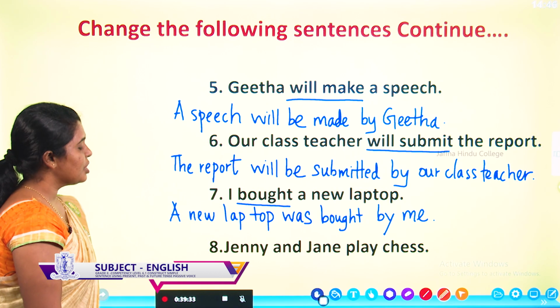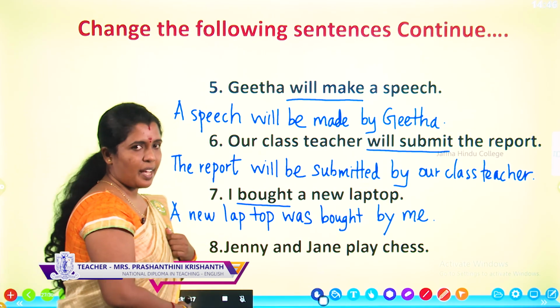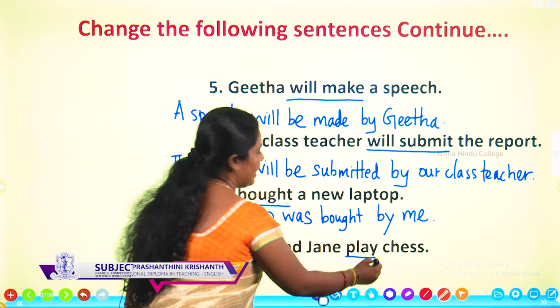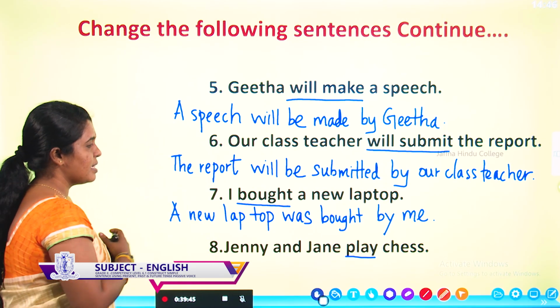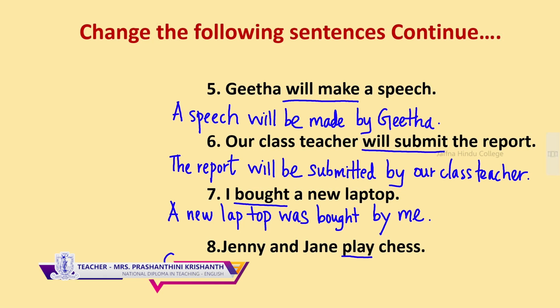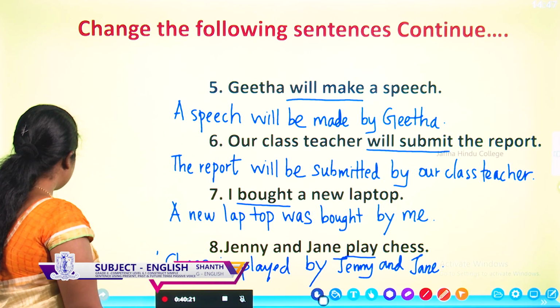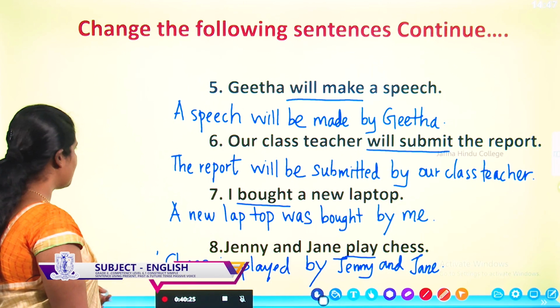Okay. Number 8. Jenny and Jane play chess. Underline the verb play. So this is a simple present tense sentence. We have to take the object. What is the object? Chess. Simple present means what is the helping verb here? This is singular. So chess is played, the past participle form of play, by, right, the doers, Jenny and Jane. So, easily we changed the active voice sentences into passive voice.